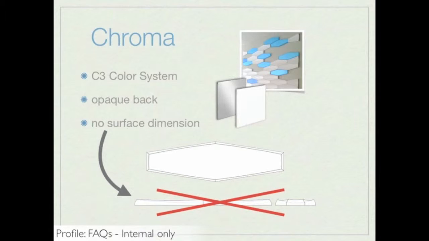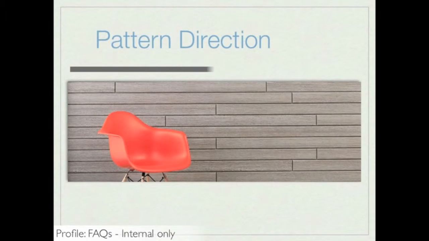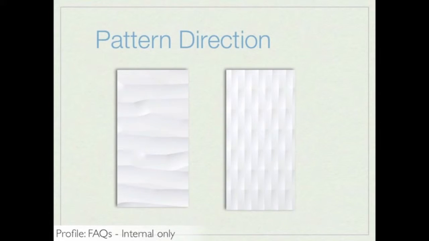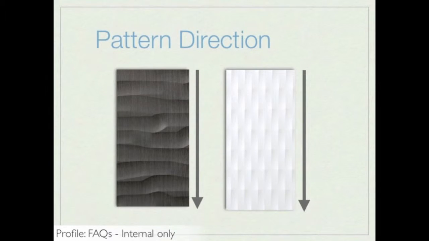The last design option we'll cover is pattern direction. Specifiers can choose the grain direction on the finish of their tiles. Panels can also be specified to be parallel to the 48-inch side or the 96-inch side. However, finishes with an actual pattern are only available parallel to the 96-inch side.